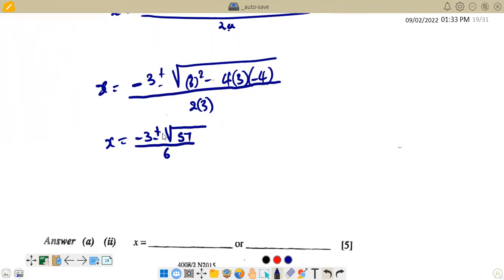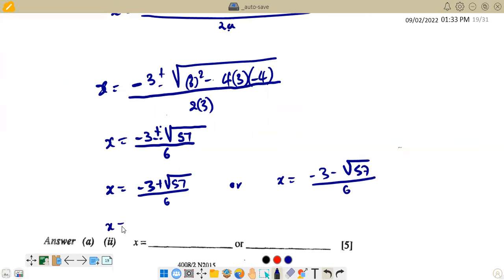All right, from this part, you can separate your square root. x is equivalent to negative 3, and remember there's plus and minus, so you can start with plus the square root of 57 over 6, or x is equivalent to negative 3 minus the square root of 57 over 6. From your calculator, we've got our values here: 0.758305, and so on, or x is equal to negative 1.15830, and so on.